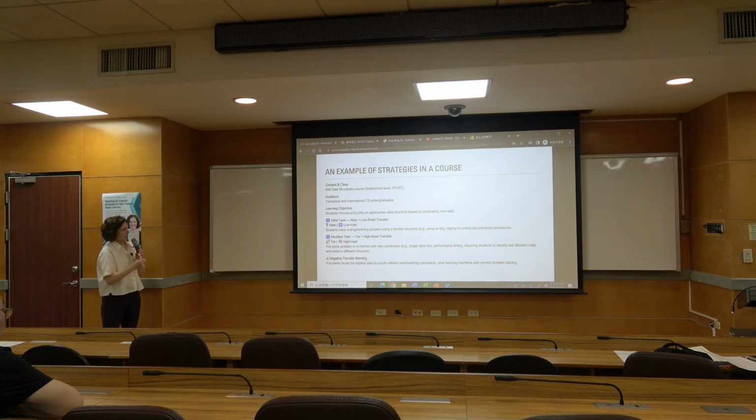The high road, far transfer could be that the same problem is reframed with new constraints, and then students are required to identify key decisions and decision rules, and select a different structure. Now they have to think about how they would do that. And then for negative transfer, we also want to think about it, since students could negatively transfer. It's possible, but hopefully we're using hugging and bridging strategies to facilitate positive transfer.